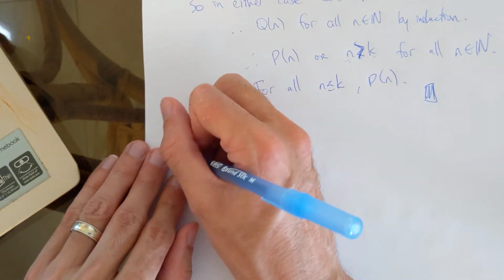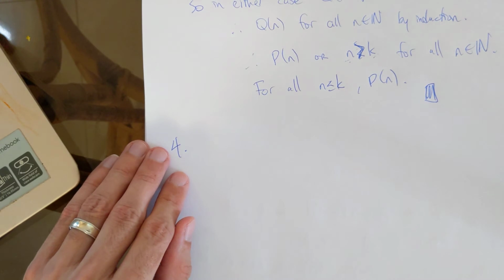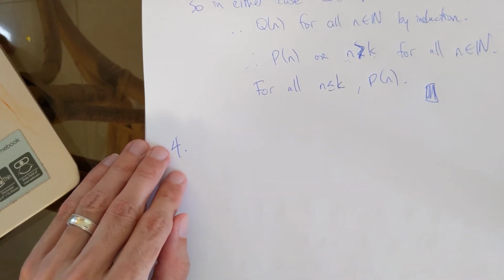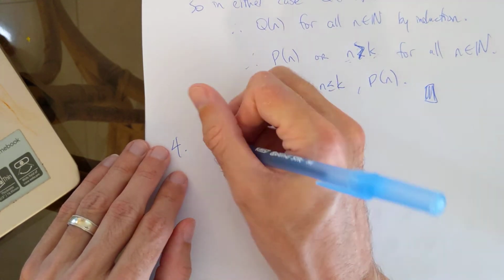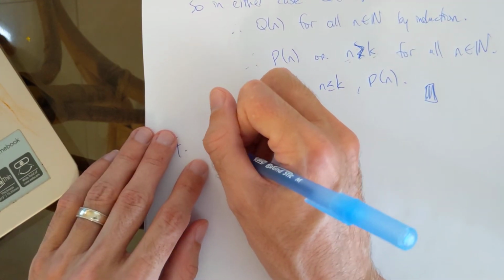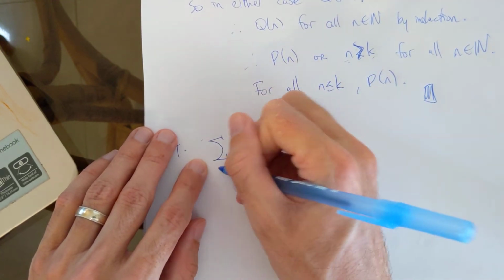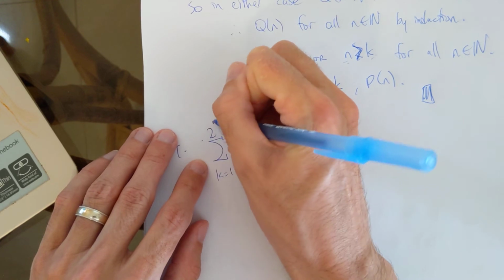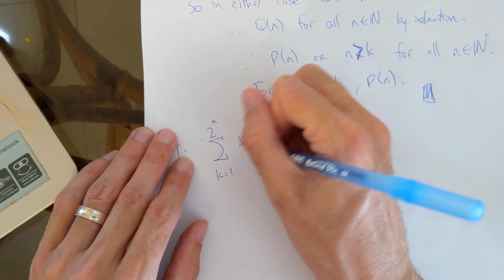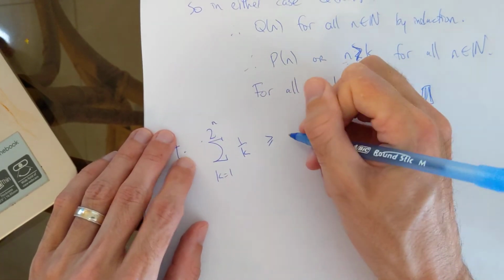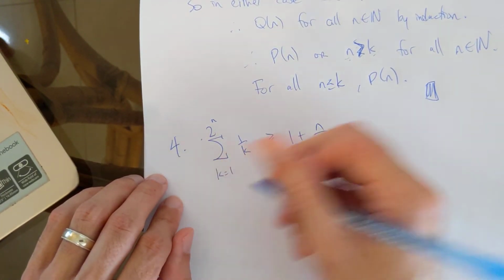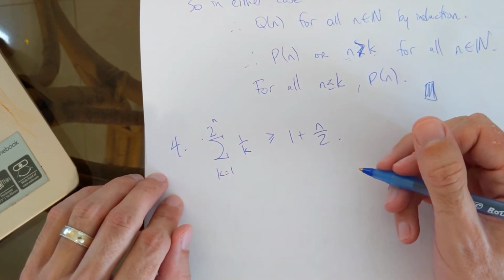And number 4 is just like a tricky induction proof, which is fine. Okay, so we just write down our statement. Let me remind you, we're supposed to prove that the summation from k equals 1 to 2 to the n of 1 over k is greater than or equal to 1 plus n over 2. We're supposed to prove this for all natural numbers n.